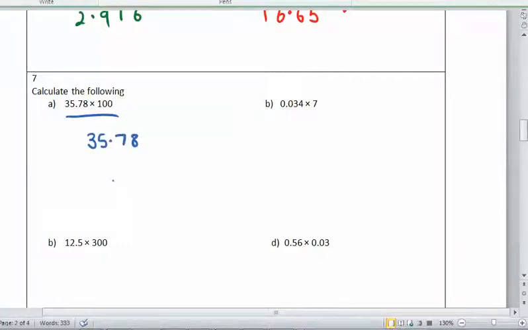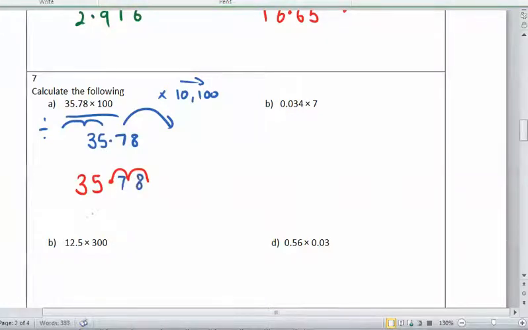35.78. If we're multiplying by 10, 100, whatever, we go this way. It's getting larger. Otherwise, if we're dividing, it's going to go this way. So the answer is 35, here's a decimal, 1, 2, 7, 8. So the answer is 3578. Who got that right? Hands up. Oh, not many hands.